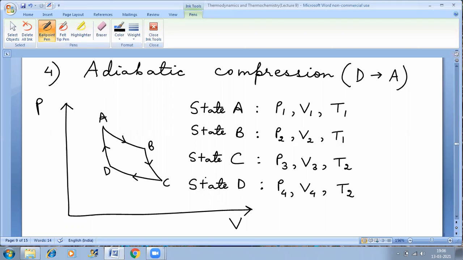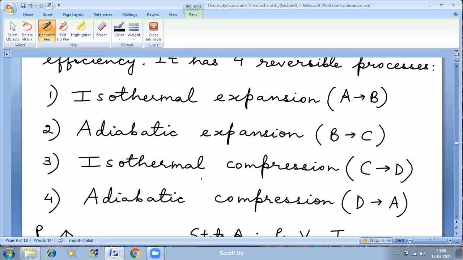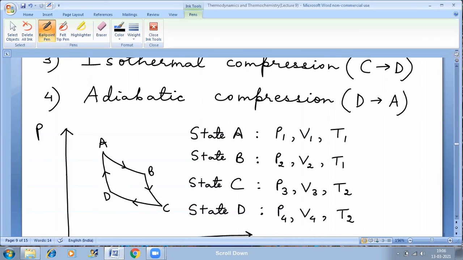So what is A to B? A to B is isothermal expansion. What is B to C? B to C is adiabatic expansion. C to D is isothermal compression, and D to A is adiabatic compression.